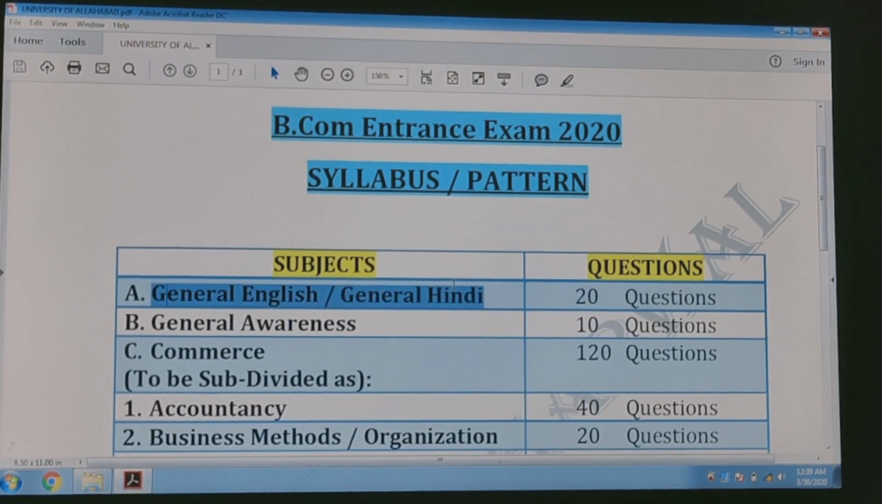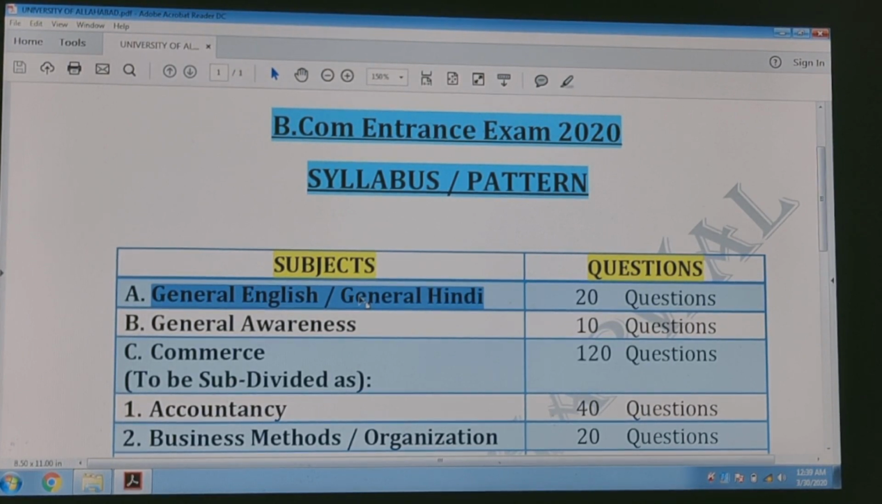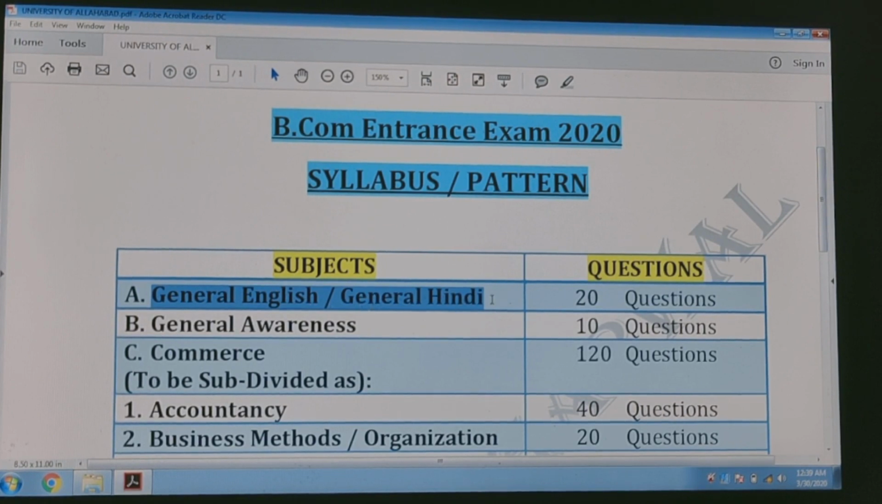Now what exactly will come in general English or general Hindi? It's not going to be the literature part. Not any kind of story or poem is going to come. Basically, the language part is going to come. The grammar part is going to come: the prepositions, the antonyms, the synonyms, one word substitution and so on. These kinds of things are going to come whether it is general English or general Hindi. There will be overall 20 questions from this section.